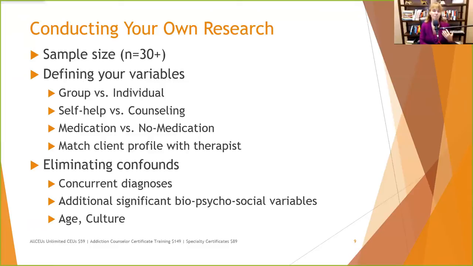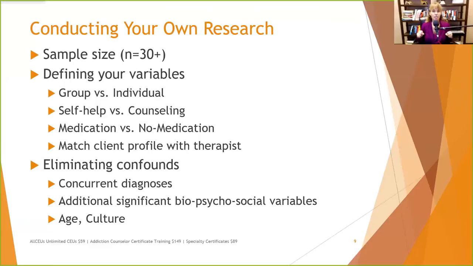And like I said earlier, you can use research to match client profiles with particular therapists. So you know that therapist A tends to do better with this particular type of client, maybe adolescents, because some people bond really well. Some people really do well with clients with borderline personality disorder, for example. More power to them. Eliminate confounds like concurrent diagnosis.